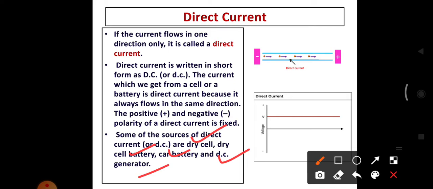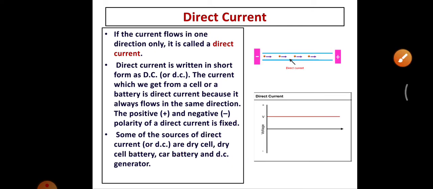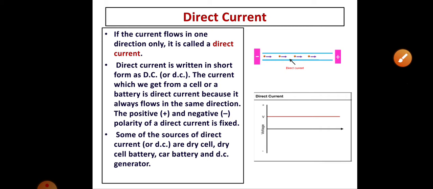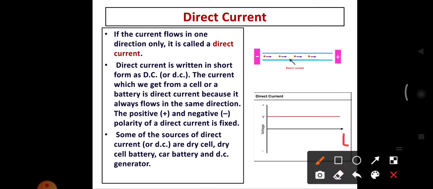The normal battery gives direct current. The car battery gives direct current. And the DC generator gives a direct current. So when we draw a graph for direct current, the x-axis is time and y-axis is voltage. As the time is increasing, the voltage is the same. This line represents that this is a direct current.